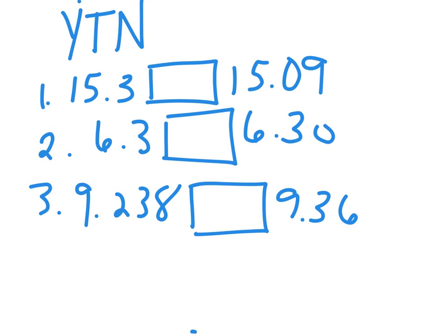So at the bottom of page 25, it says your turn now, and you have to write in these inequalities or equalities for these. And we're going to have to add 0 placeholders on some of these cases. So 15.3 and 15.09. So we're going to add a placeholder right here. Now we have 15.30 and 15.09. Which one is greater? We're going to compare the tenths position. 3 is going to be greater than 0, so that would go there.